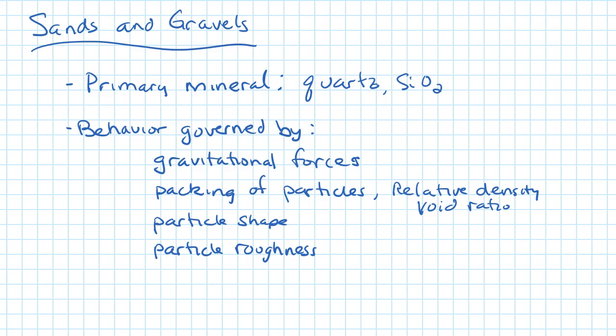So we go back and talk a little bit about the packing of particles. This could also be the orientation and the way the grains are packed together, in addition to just the void ratio or relative density. So that gives you some basics on what sands and gravels are composed of and what controls their behavior. And when we talk about the behavior of these materials, we're talking about things such as the strength of the material, how much strength it has against shearing forces, primarily, or how compressible the materials are.